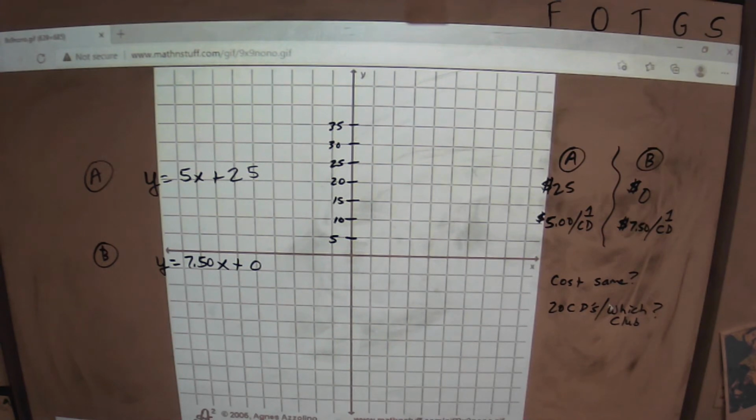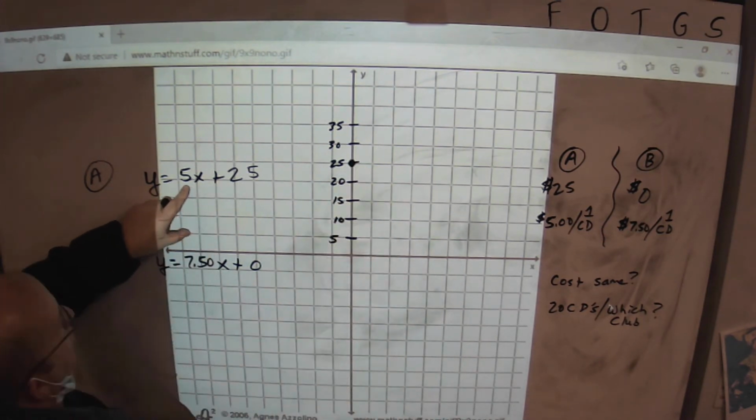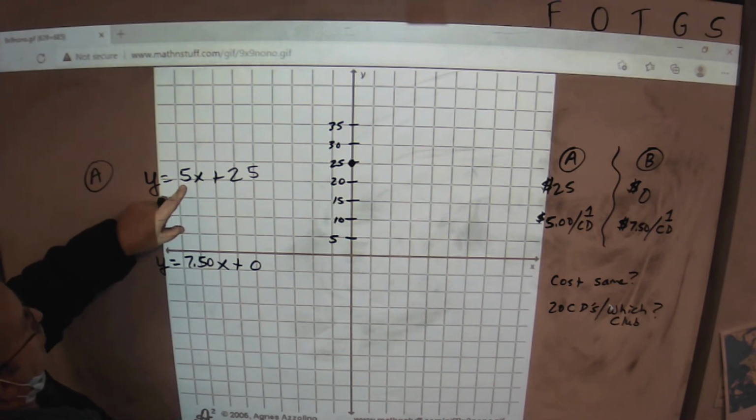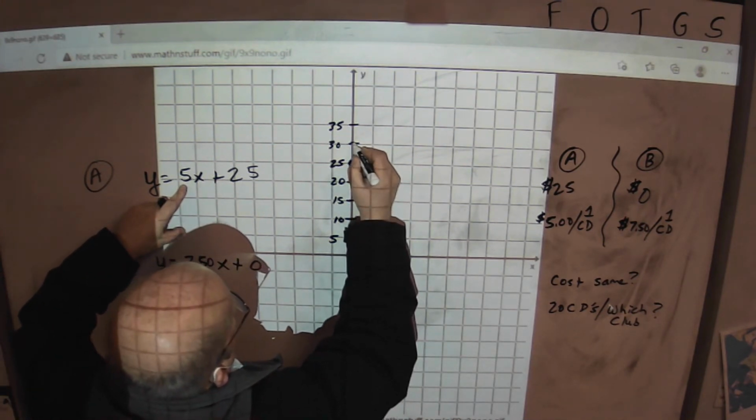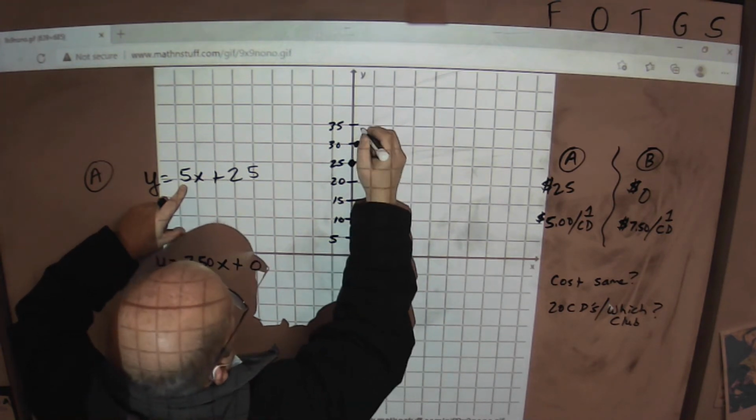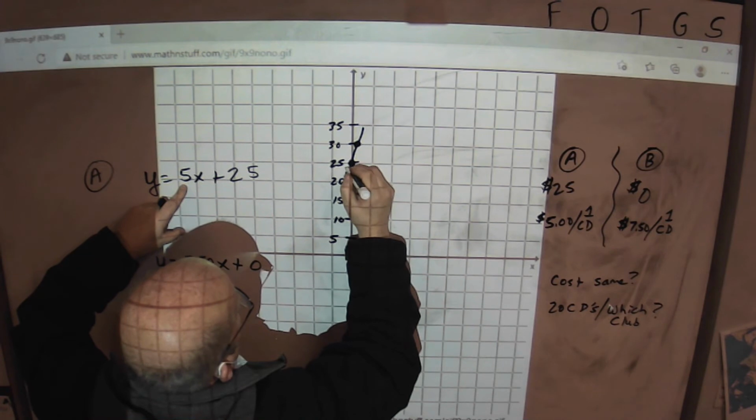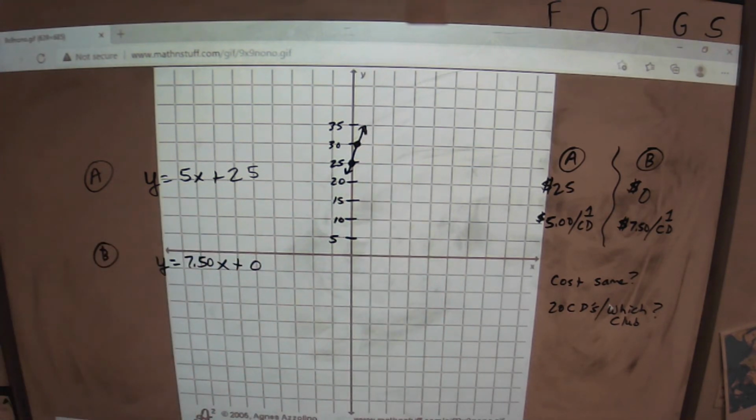So, I put a dot at 25. My slope is 5 and my run is 1. Right? Slope is 5 over 1, so I rise 5 and run 1. That would be like right here. That's a kind of strange line, isn't it? I'm not sure this is going to work for me because it's not real precise, is it?